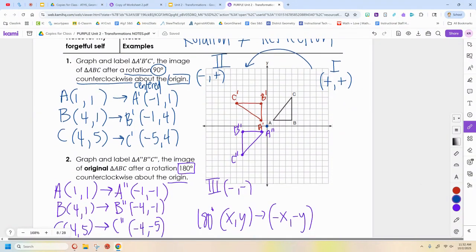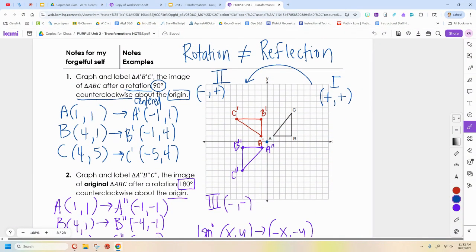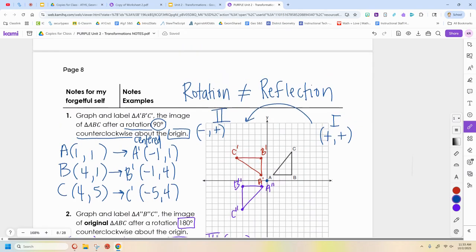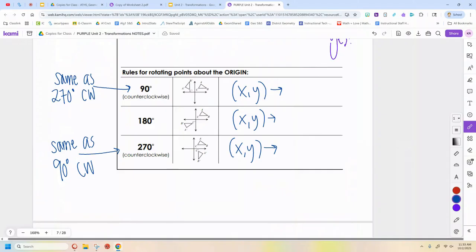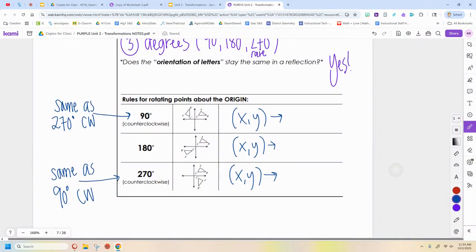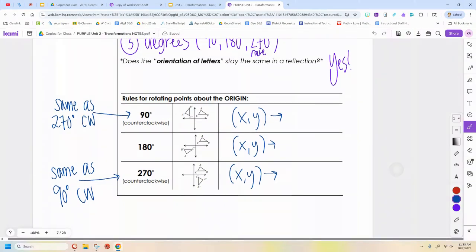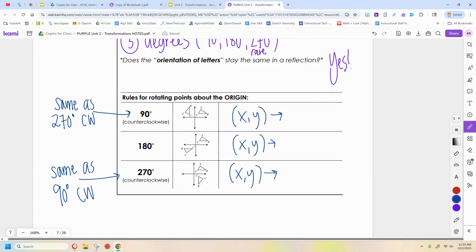So on this page, we just finished 90 counterclockwise and 90 counterclockwise, and we notice there are these patterns, correct? With our coordinate pairs, they only work if the origin is the center. Okay? So on the previous page, we had this box, right? So just turn a page back in your notes. Because now we know the rule, right?